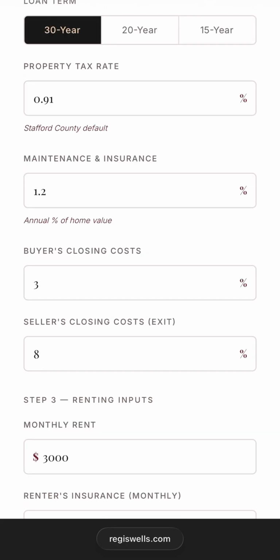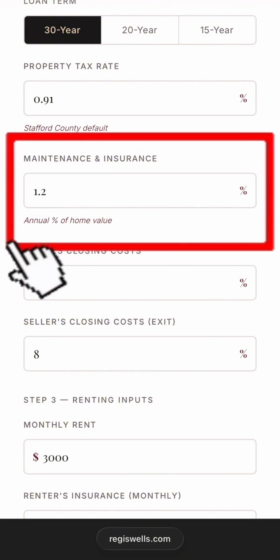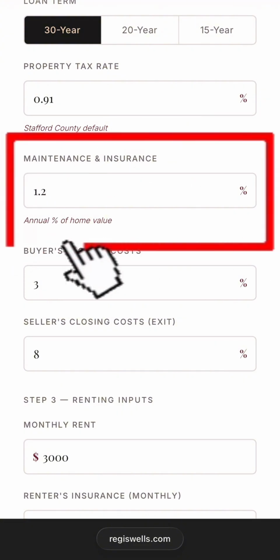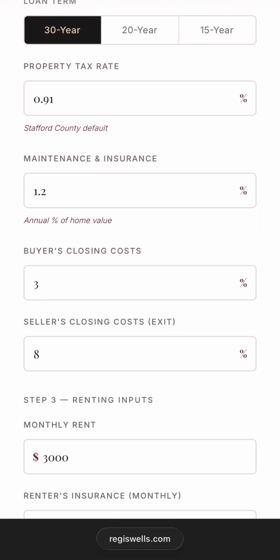Next up, we have maintenance and insurance. Maintenance and insurance is expressed as an annual percentage of the home's value. This is one of the most underestimated costs of home ownership. It covers routine maintenance, unexpected repairs, and homeowners insurance. The calculator bakes this in so your buying cost is more realistic.